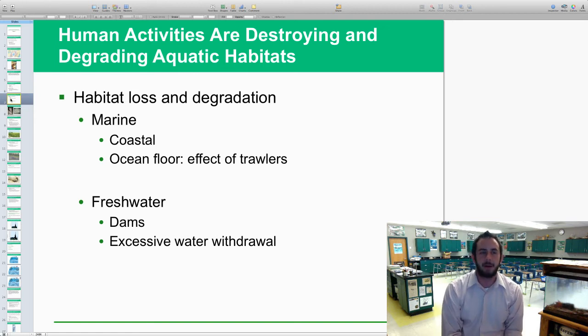In freshwater, we're still seeing a lot of damage because of dams and diverting water and slowing the flow of water down because of dams. Changing the course of things, especially also with excessive water withdrawal. A lot of this fresh water we need to use for drinking and other things, and we're using a lot of it, almost too much of it. So those are a few of the different human activities that are destroying those aquatic ecosystems.